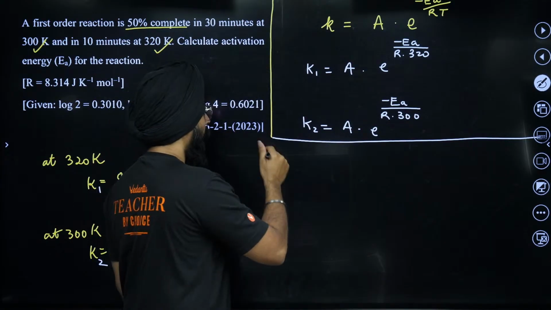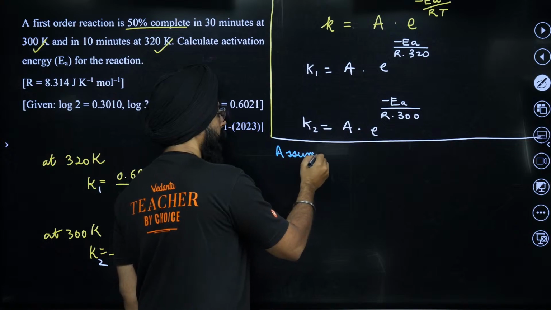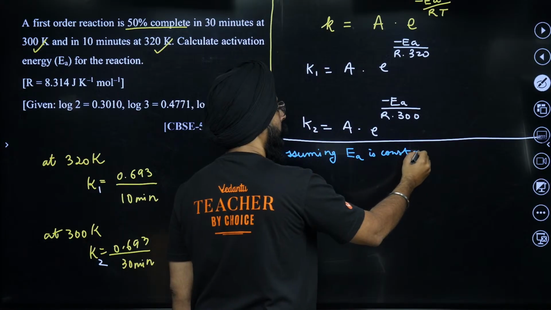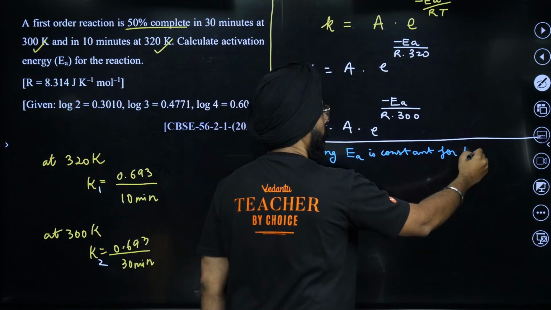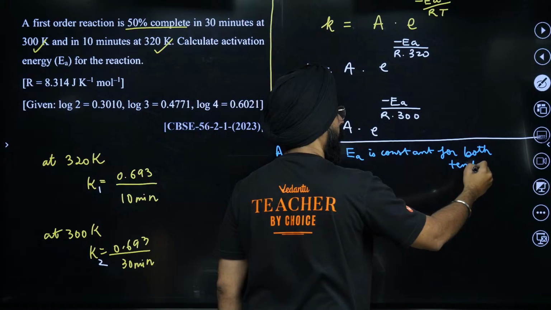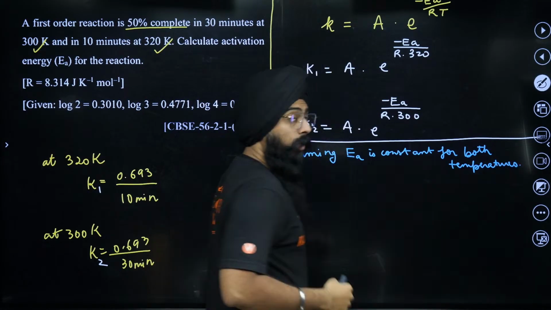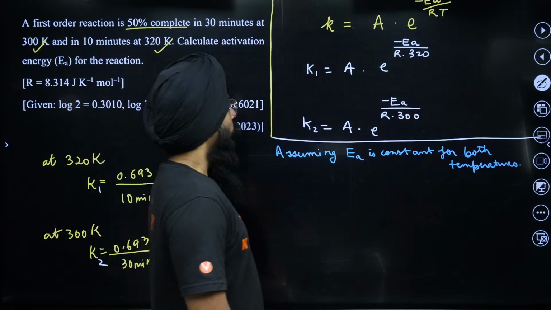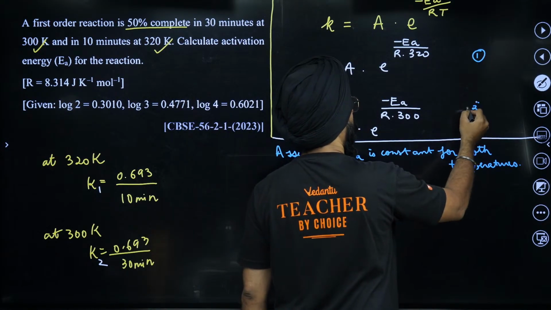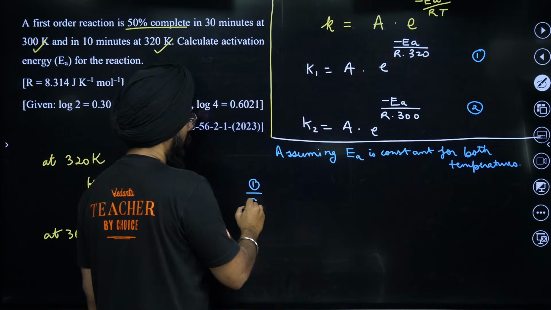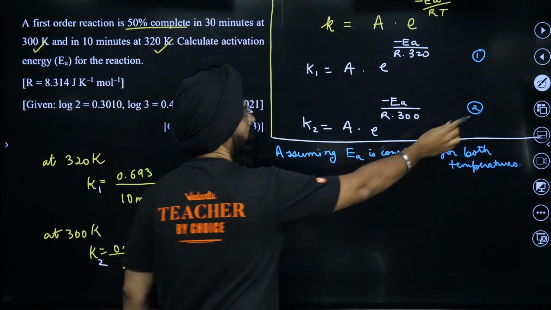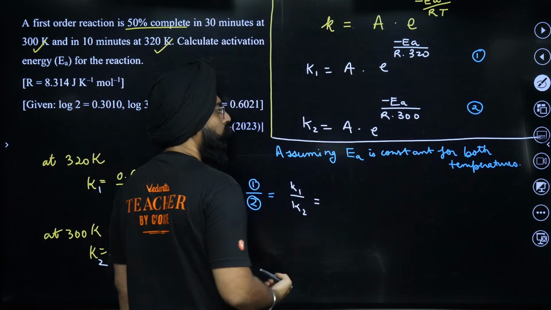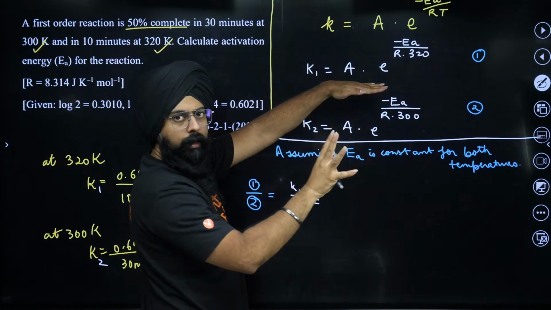Okay? So what you have to write is, assuming activation energy is constant for both temperatures. You have to assume that the activation energy does not change with temperature. This is an assumption that we have to make. So I can say this is equation 1, this is equation 2. Let us divide 1 by 2, which is equal to K1 by K2. That is equal to, Arrhenius constant will cancel. This by this, A will get cancelled.